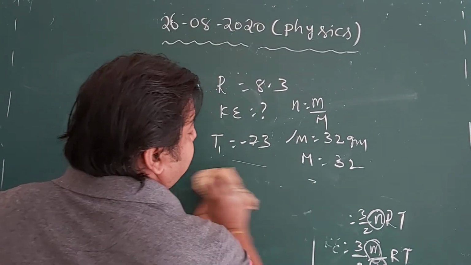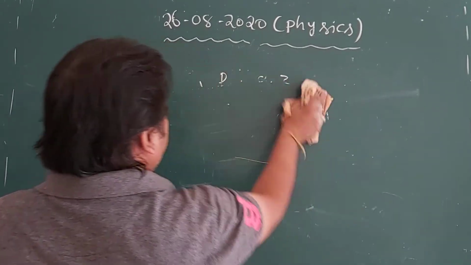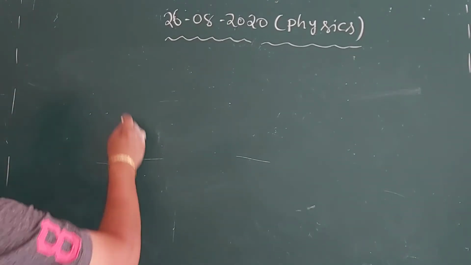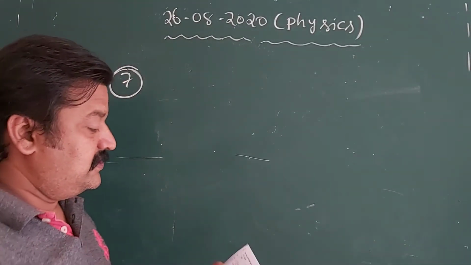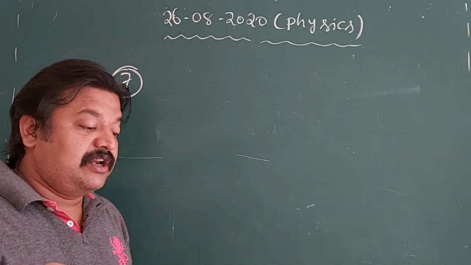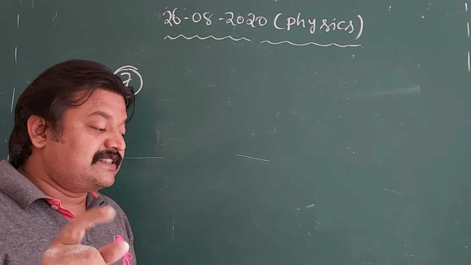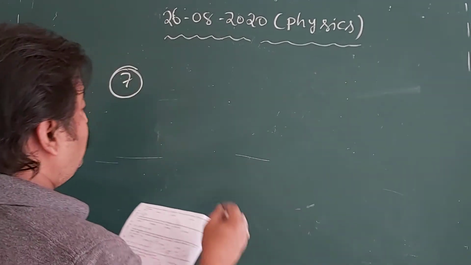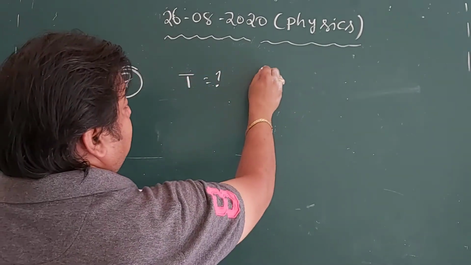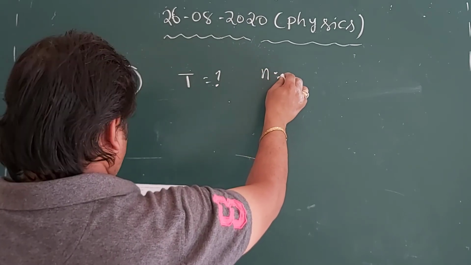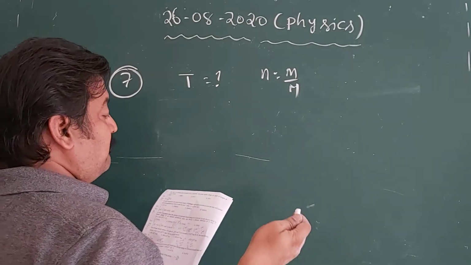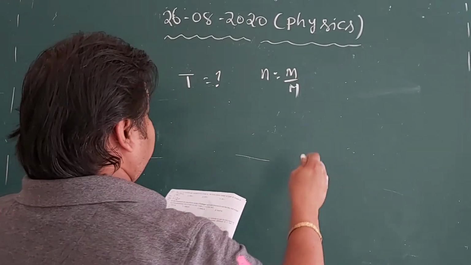7. Seventh question. See, at what temperature does the mean kinetic energy of hydrogen molecules increase such that they will escape from the gravitational field? At what temperature should you find the mean kinetic energy of hydrogen molecules? Hydrogen you know, n is small m by capital M. They did not give how much mass. Molecules increase such that they will escape out of the gravitational field.